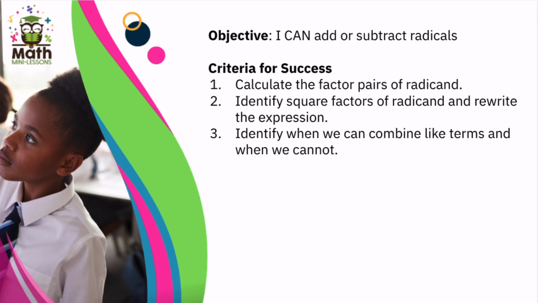While I'm modeling these two Regents problems, I want you to look to see how I calculate the factor pairs for the radicand. That means the number that is under the square root symbol, how I identify square factors as well as rewrite the expression, and how I identify when I can combine like terms and when I can't. Let's jump into the first teacher model, which is a Regents level question.